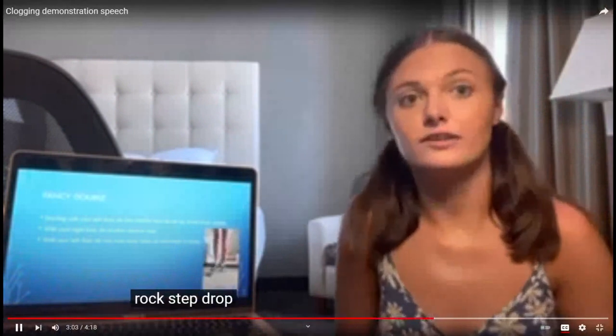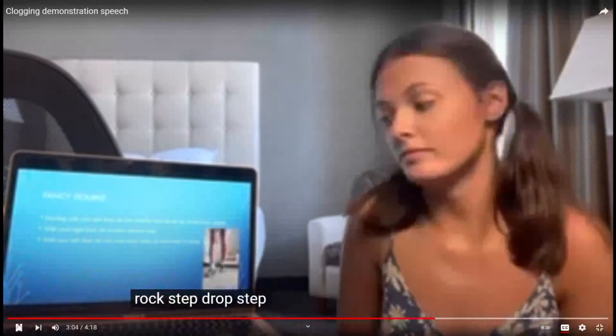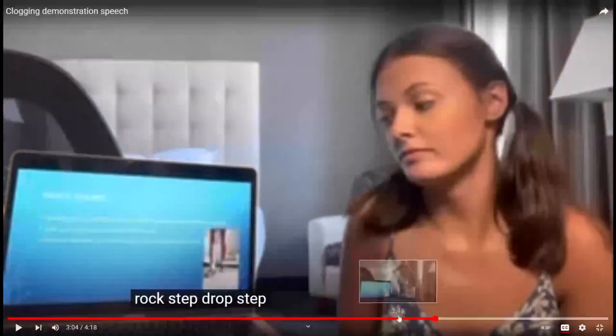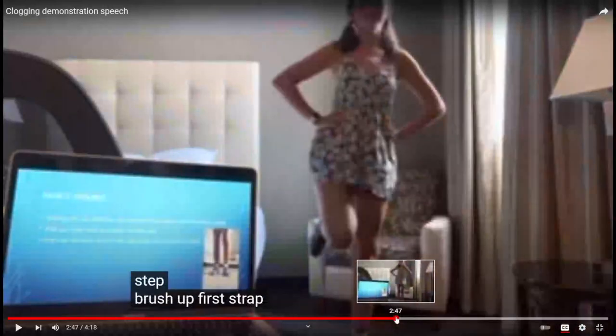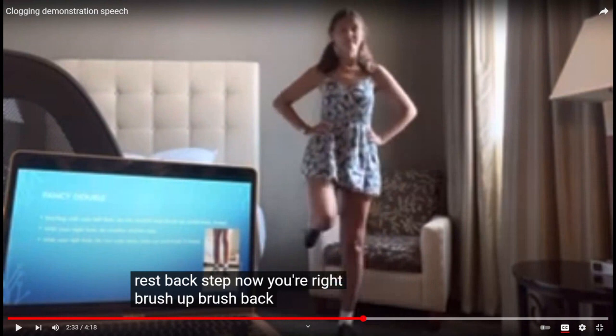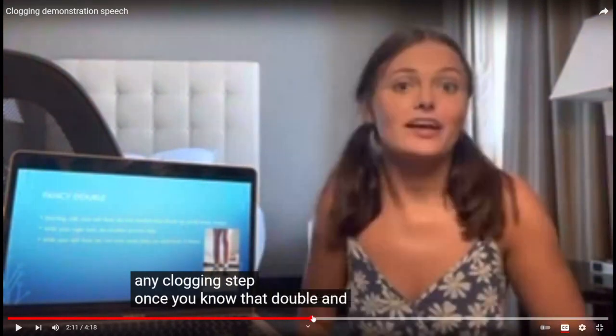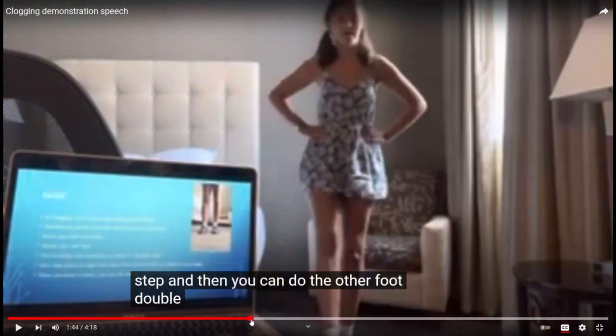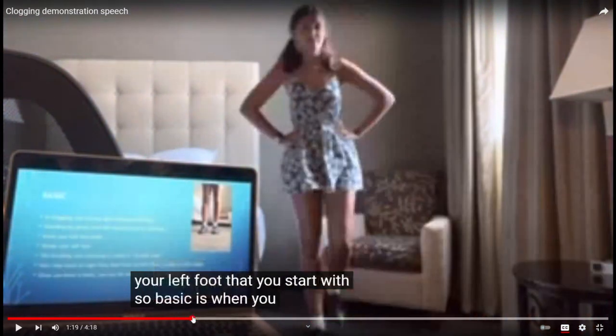Rock, step, rock, step. Rock, step, drop, step. And then we have brush up first strap. If that's correct, it might be first step. And then here, part of the process of the dancing. Back to the camera, clogging step, back up.